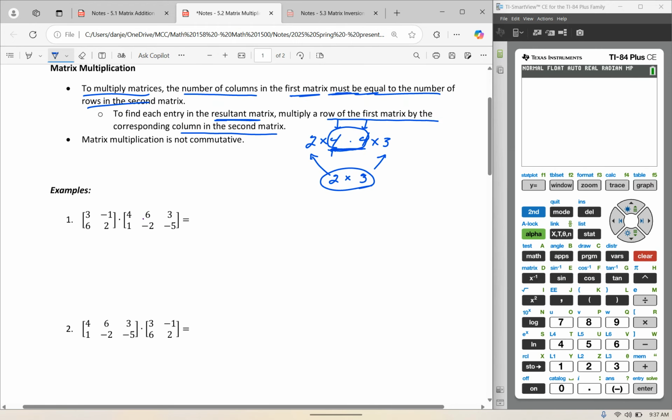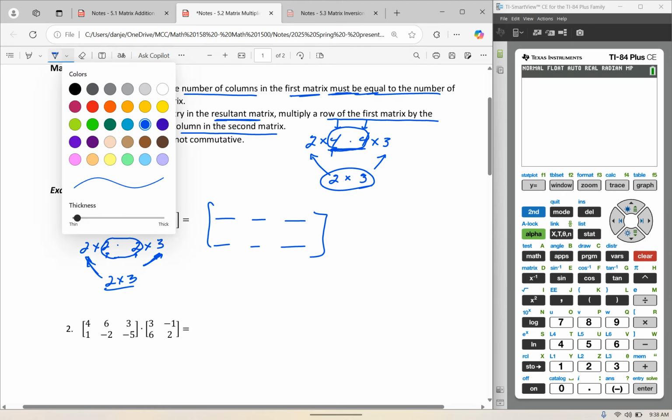So, here's an example, and it's a bit of work, but we've got a 2 by 2 times a 2 by 3 matrix. Because 2, the number of columns in the first matrix, and 2, the number of rows in the second matrix, are the same, I can do this matrix multiplication, and my result will be a 2 by 3 matrix. So I want to set up my 2 by 3 matrix first. Give a little bit of room there. There are going to be 6 elements here: 3 elements in the first row, and 3 elements in the second row.